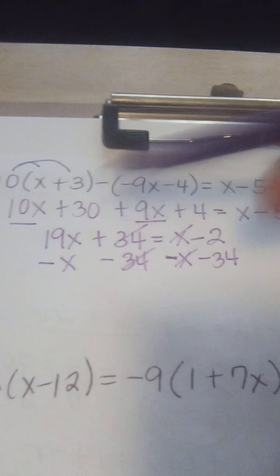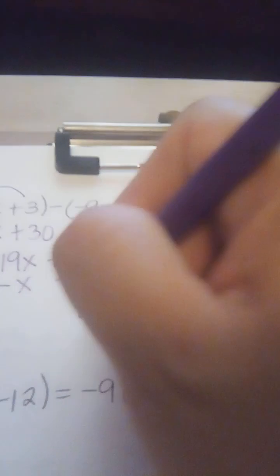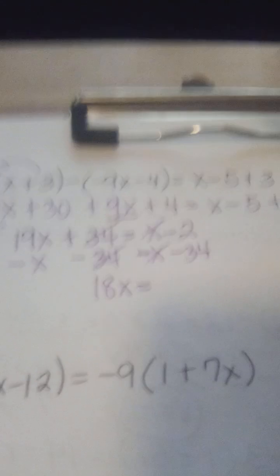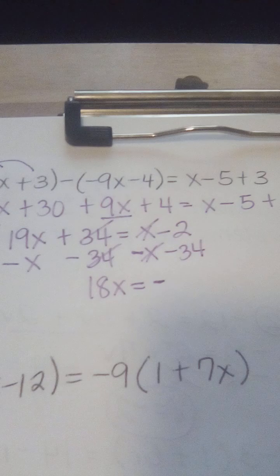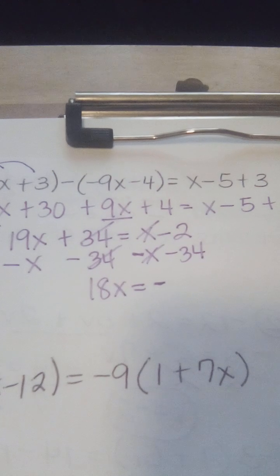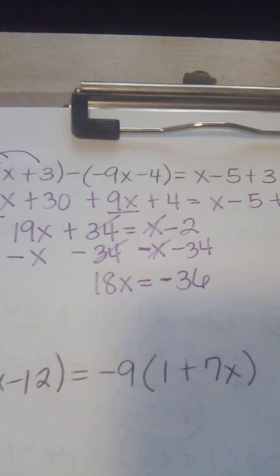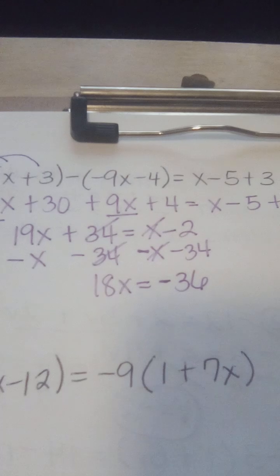All right, let's combine the x's first. We have 19 minus 1 equals 18x. We have a negative 2 minus 34. We know it's going to be a negative. And what will the answer be? 2 plus 34 gives us 36, right? Okay. Alright. Next and final step.